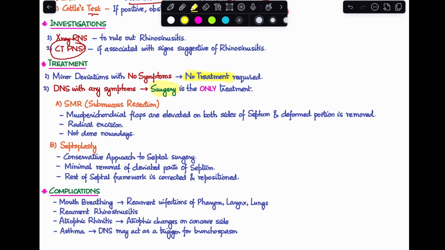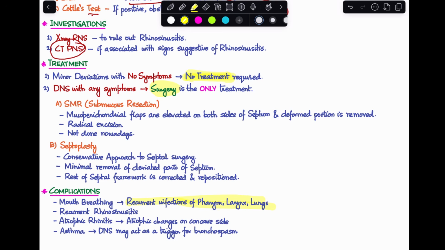First, because you're not able to breathe through the nose, the patient can end up becoming a habitual mouth breather. And when you start breathing from the mouth and that becomes a long-term habit, that will predispose to recurrent infections of the pharynx, larynx, as well as the lungs. Also, in cases of chronic DNS, you'll see recurrent rhinosinusitis because the sinus ostium gets blocked. Therefore, the sinus ventilation and drainage gets impeded.